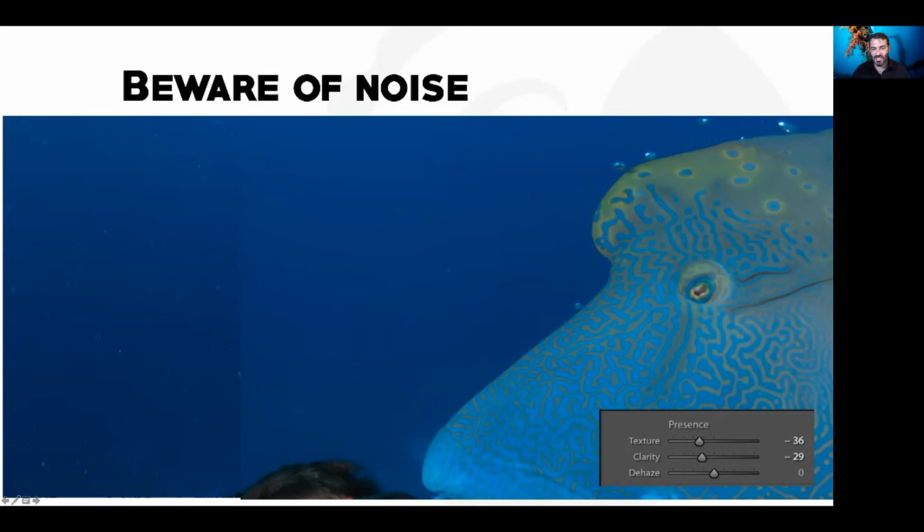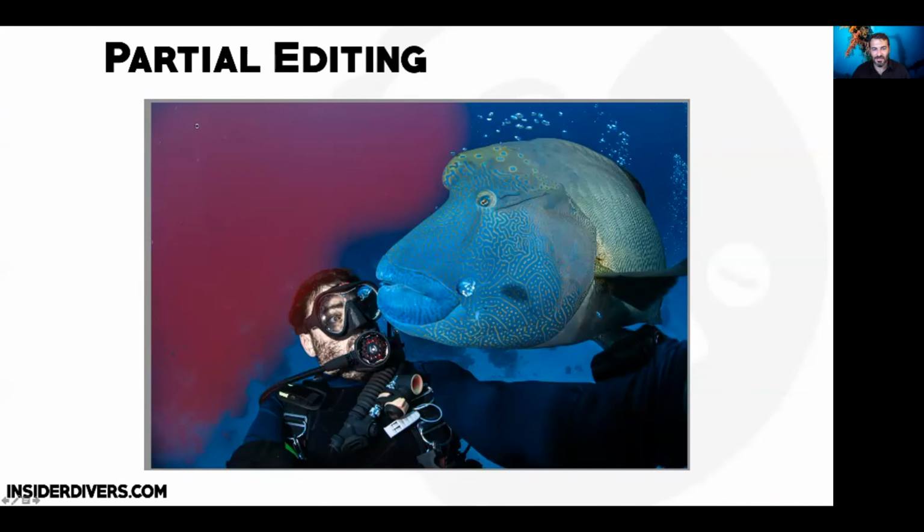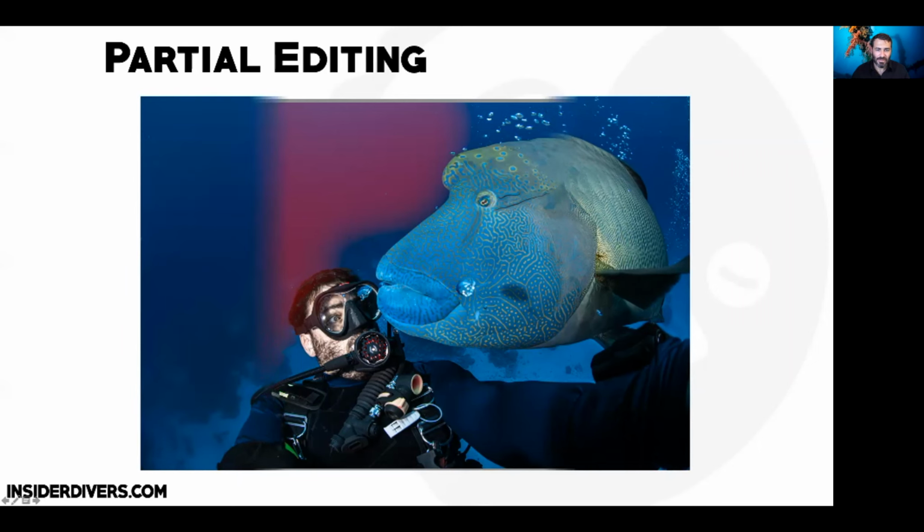And this essentially is applying texture and clarity only to a certain area. That is one of the tools I'll show you next week, Monday, which is partial editing. We're going to use a brush so we can brush in the reduction of the detail into the blue area and keep the detail where we want it to be on the fish and on the diver. But that's going to be next week.